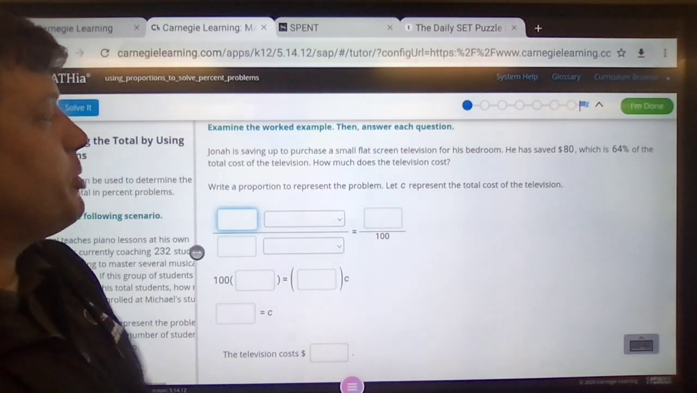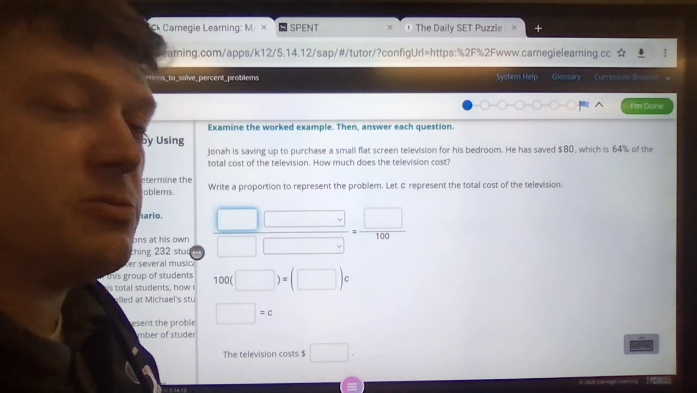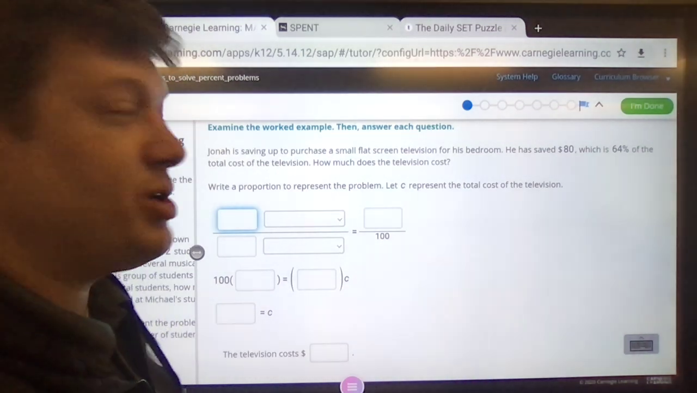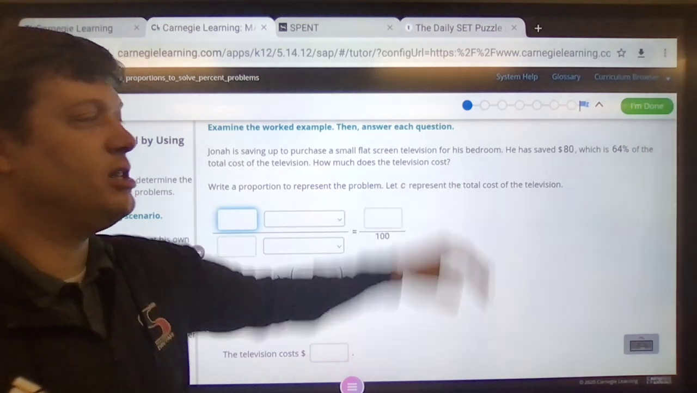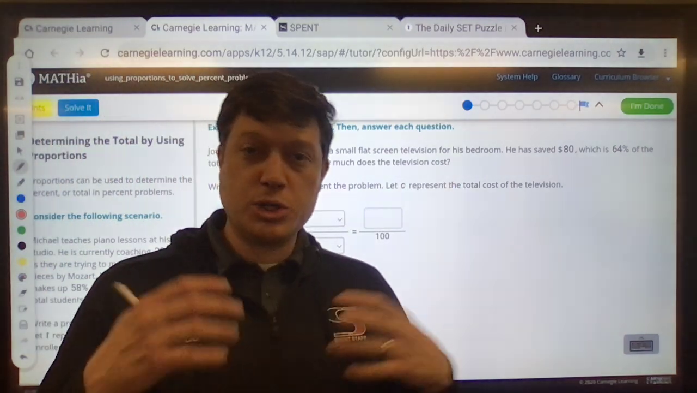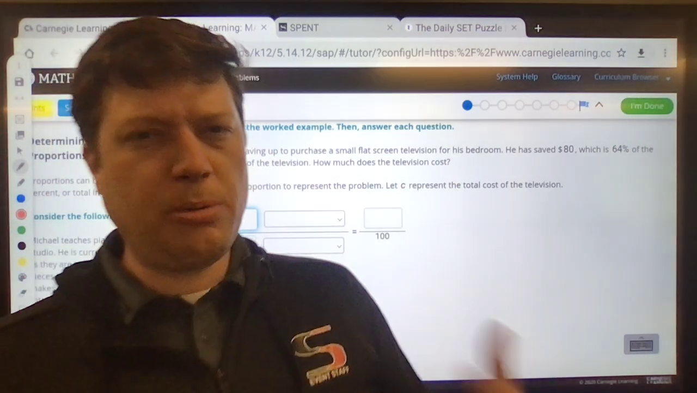Jonah is saving up to purchase a small flat screen television for his bedroom. He saved $80, which is only 64% of the total cost of the television. How much does the television cost? If you are struggling with these types of questions, there's a couple of things that you need to remember.